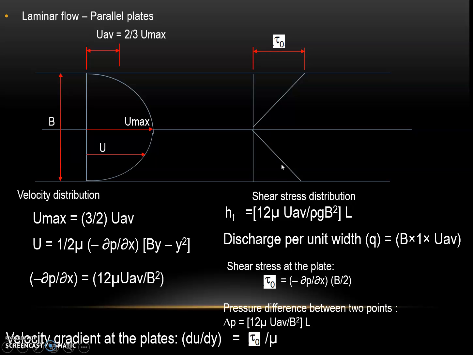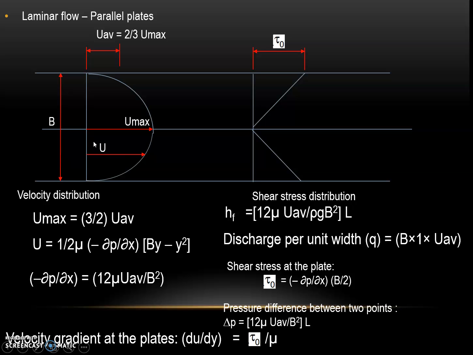And this is the shear stress distribution diagram. So we can find that the maximum shear stress is seen at the point of contact, and shear stress at the plate is denoted by tau naught. Since u average, the mean velocity, is equal to 2/3 of u max, maximum velocity can be calculated using the equation 3/2 into u average.